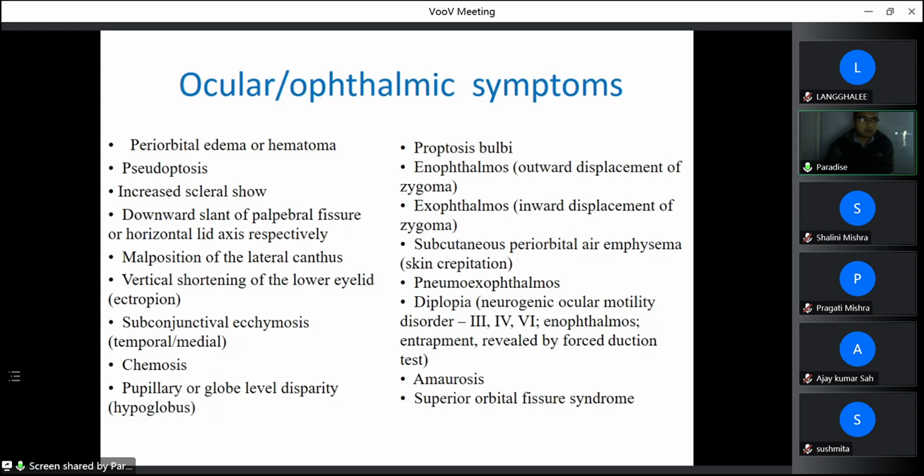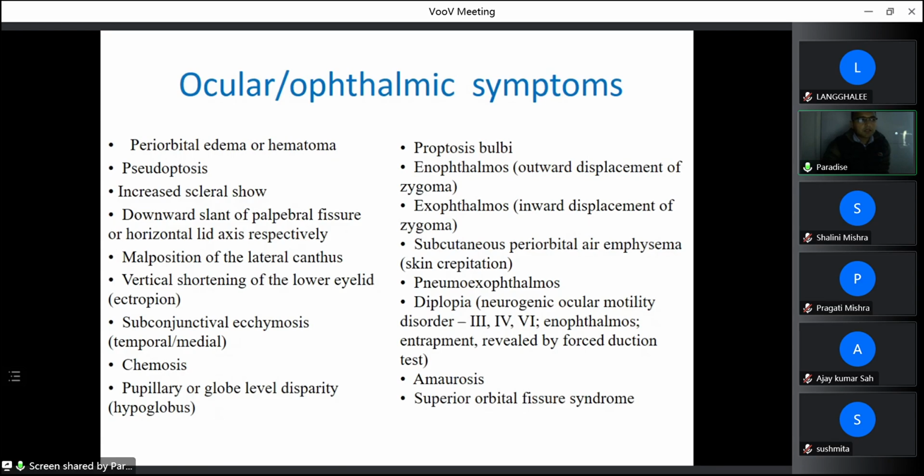Which is the third cranial nerve? Oculomotor nerve is the third cranial nerve. Then trochlear nerve is the fourth cranial nerve. Abducent is the sixth cranial nerve. These 3 cranial nerves supply the extraocular muscles. So in case of ZMC fracture, if some of these nerves are traumatized, it will lead to diplopia.